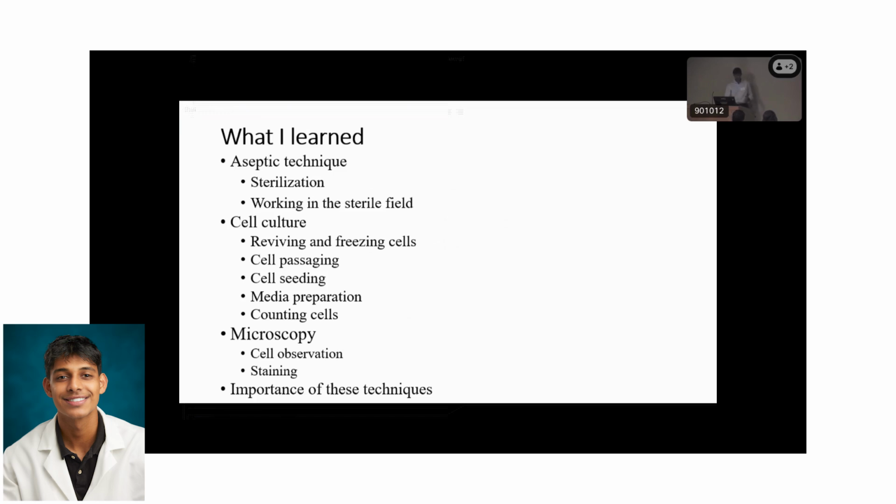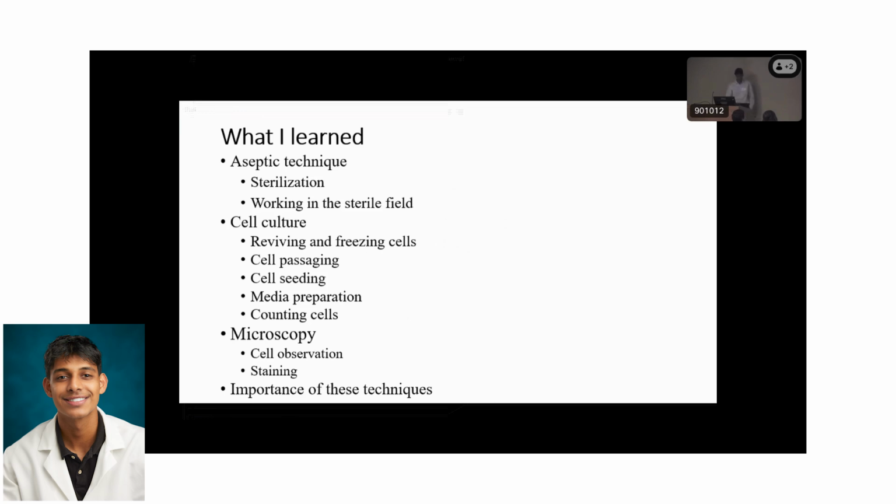And then within this technique, there's sterilization, which ensures that equipment and media are properly sanitized and we can work without contamination. And I also learned how to work in the sterile field, which took me a few weeks to learn. But working in the sterile field consists of working with sterile products, wearing protective equipment, and just following strict procedures to maximize lab results.